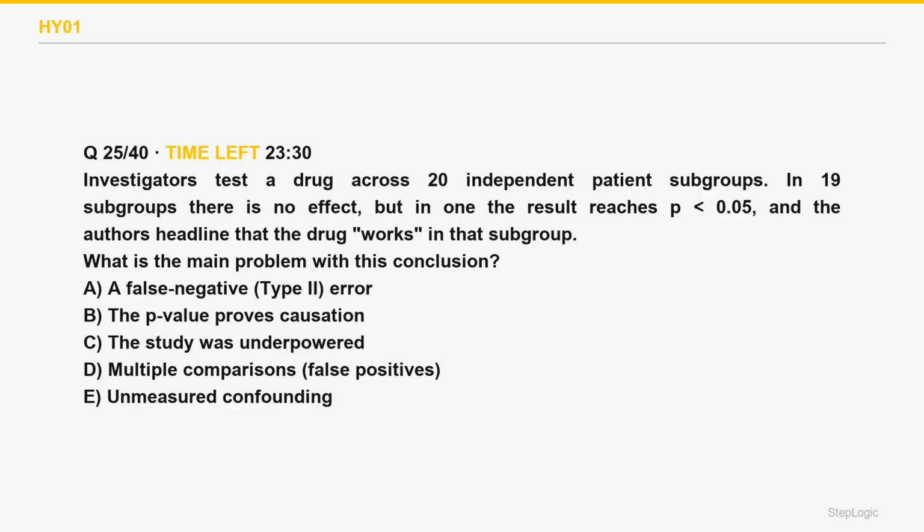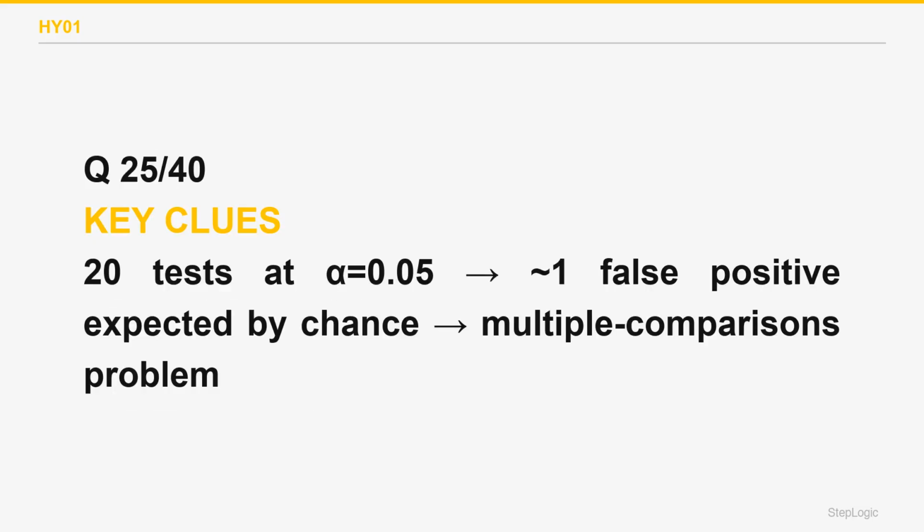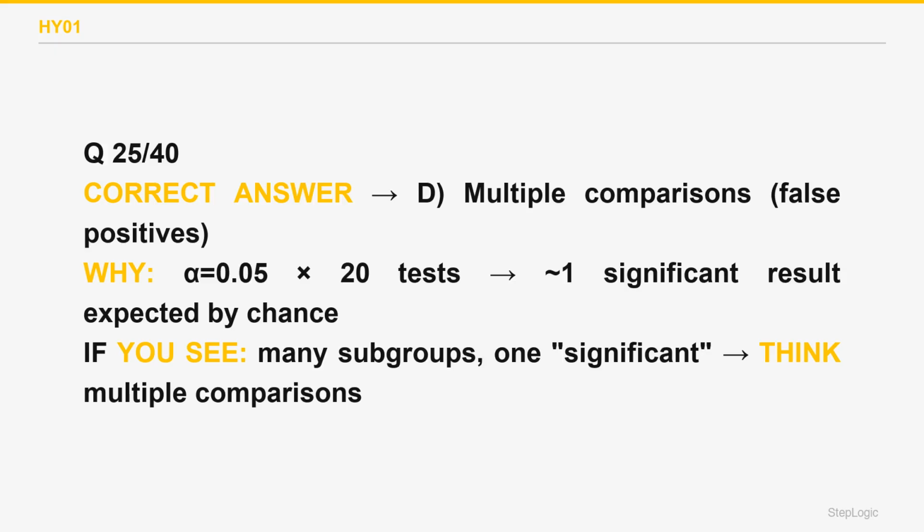Testing lots of hypotheses breeds chance findings. This is the multiple comparisons problem. With an alpha of 0.05, about 1 in every 20 independent tests will be significant by chance alone, even when nothing is real. Running 20 subgroup tests therefore all but guarantees a spurious positive, so a single p<0.05 among many comparisons is likely a false positive, not a genuine subgroup effect. The correct answer is D.